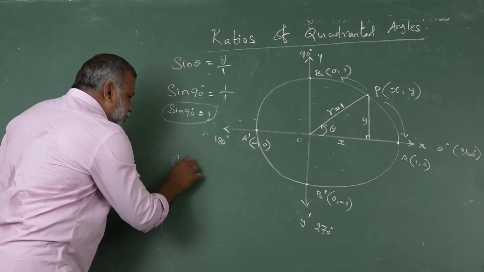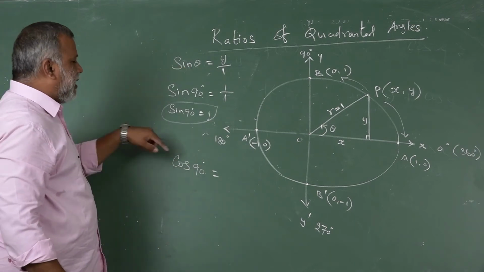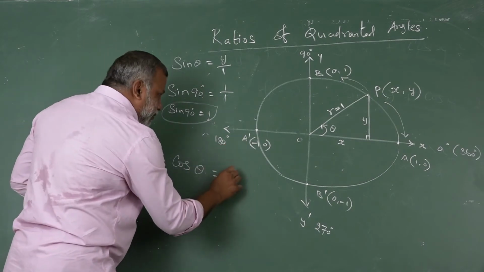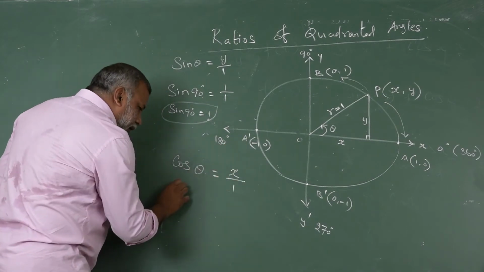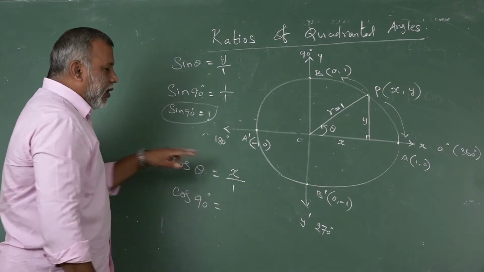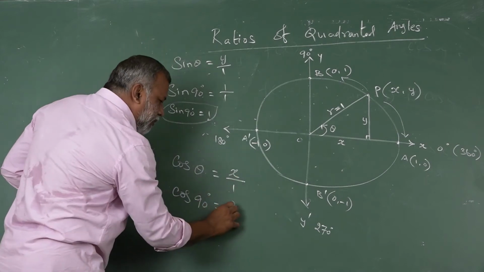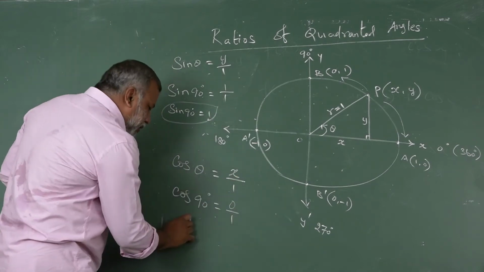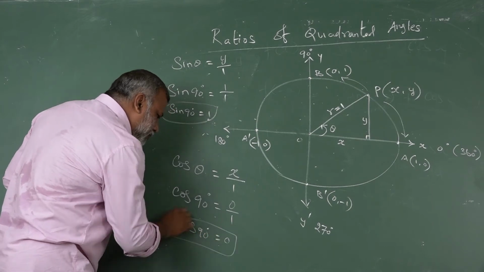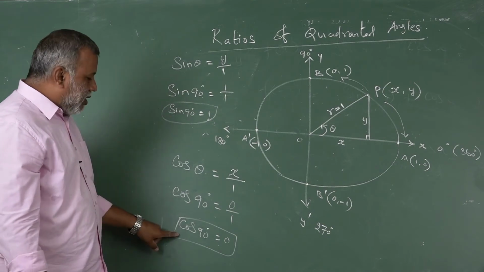Now listen, cos 90. Use the formula cos theta. What is the basic formula? X by 1. Now instead of theta, I can replace 90 degree. Now what are the changes? Here see, x becomes 0, then by 1, cos 90 equal to 0. You are using this in your 10th standard syllabus: sin 90 is 1, cos 90 is 0.